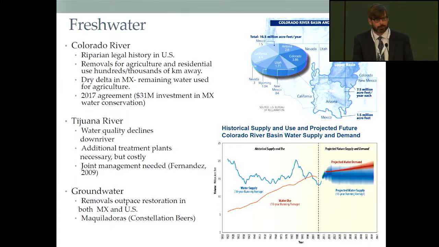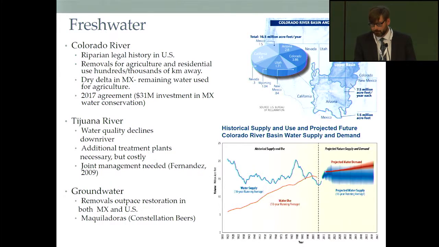There are also issues with the shared Tijuana River that's shared by the cities of San Diego and Tijuana. And as the water goes downriver, it declines quite a bit in quality. And there's a great need for more treatment, but that's, of course, very expensive. And many have pointed out that we need better joint management, that right now we're trying to deal with it on each side of the border rather than thinking about this as a jointly managed river, or in fact, the entirety of the basin ought to be jointly managed.